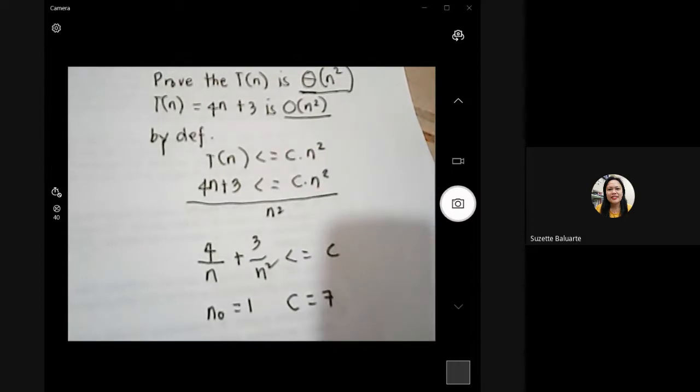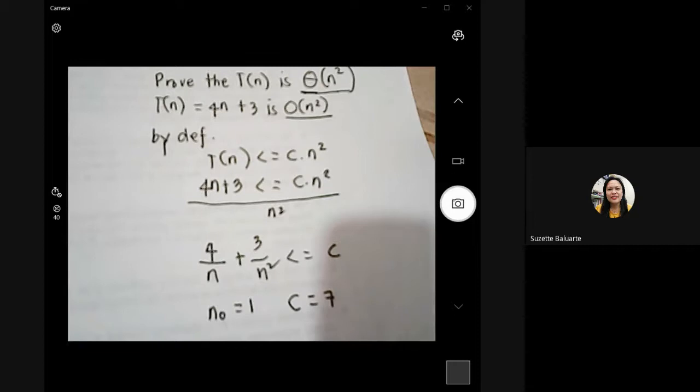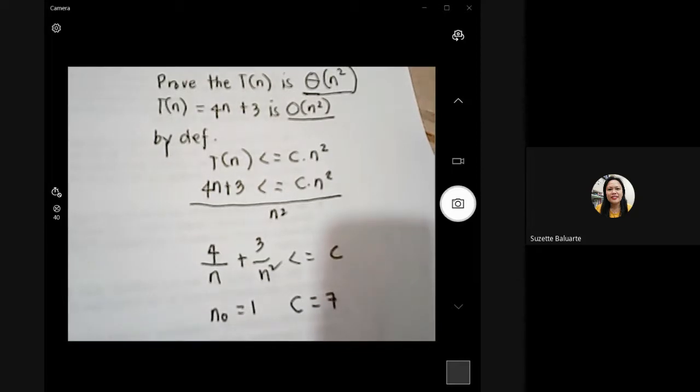Okay? So before going further, let's try to increase the value of n sub 0 to 2. Okay, what is the next value of C?